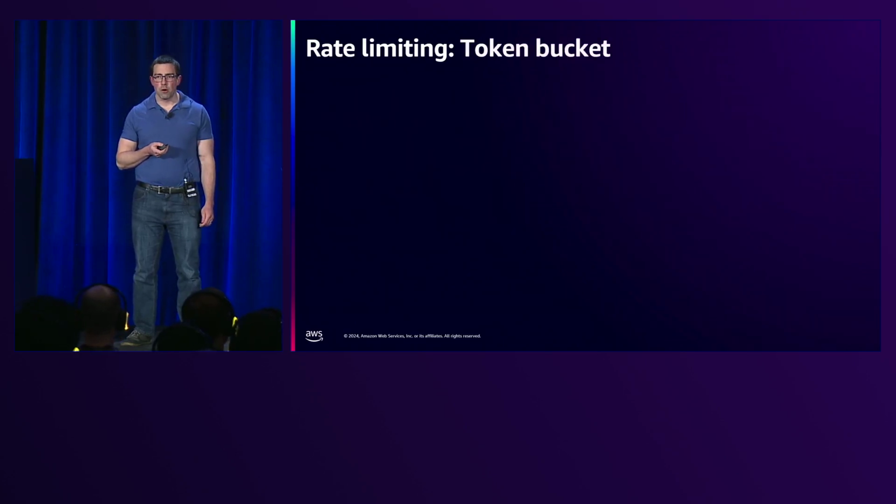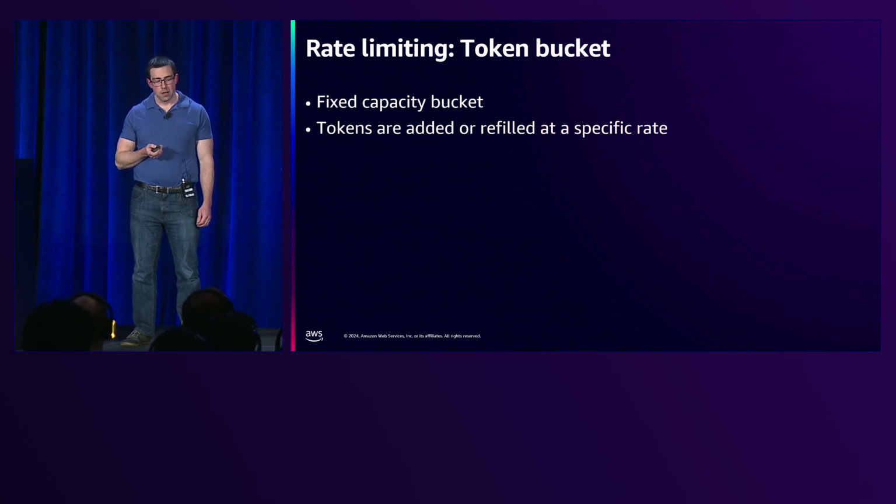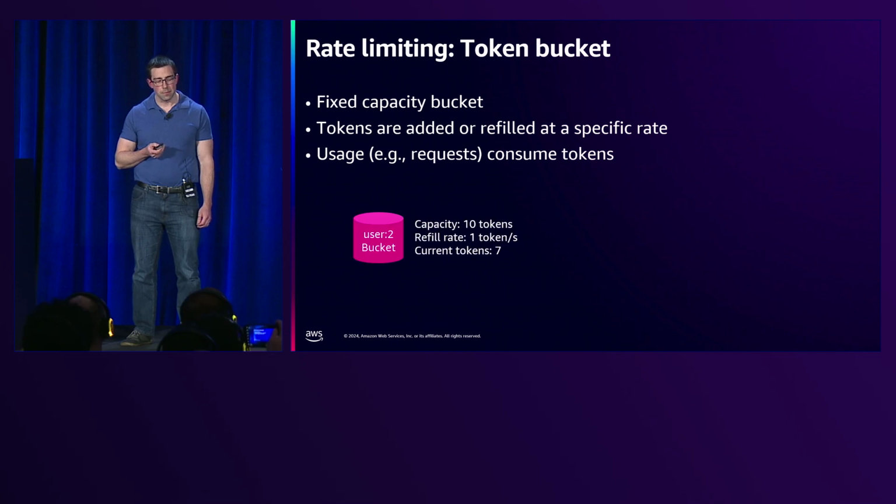So let's look at a slightly more advanced version of rate limiting, which is with a token bucket algorithm, which some of you may be more familiar with. In this case, we have a fixed capacity bucket where tokens are added or refilled at a specific rate, and then requests will actually consume those tokens and remove them from the bucket. So in this example, we still have user-specific buckets, but we have more variables here. We have both capacity, we have refill rate, and current number of tokens.